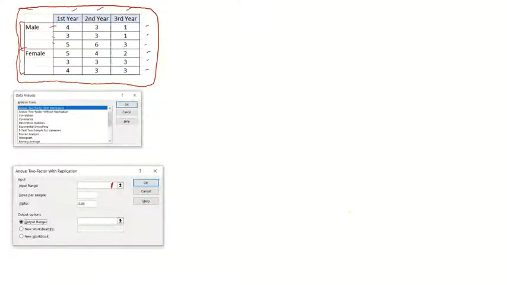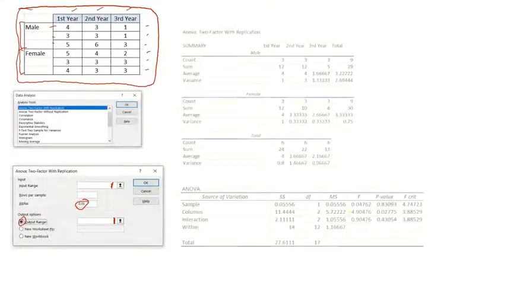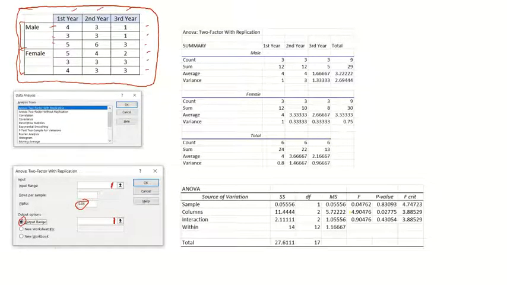Okay, and then set your alpha to 5%. And then click the output range. And wait for the cursor. And then choose the part of the sheet where you want the output to be presented by Excel. And then click OK. So you're going to be presented with these 2 tables. The first table again is a summary of descriptive statistics. And the more important table is the second one, the one that's labeled ANOVA.